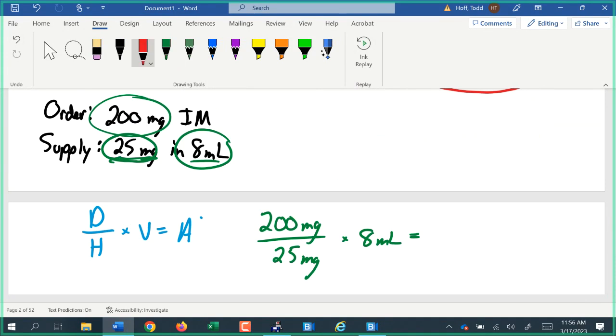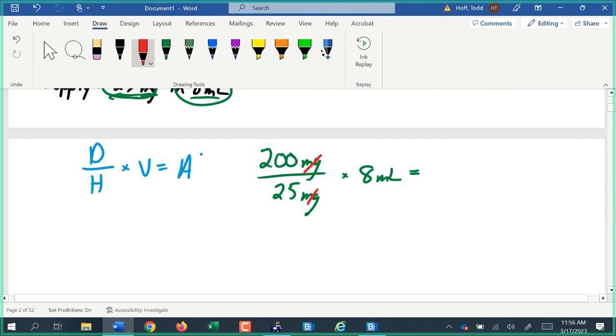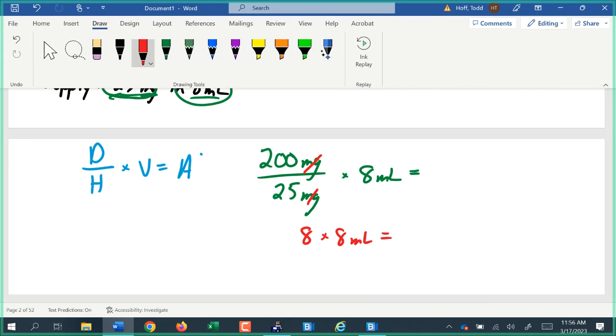And now we just solve the equation. So the milligrams cancel out. 200 divided by 25 is 8. 8 times 8 milliliters is 64 milliliters that we're going to administer to the patient. Now, at this point, a lot of students really like the dosage calculation formula because it's prescribed. You just plug the numbers in and calculate it out. And that is the strength of the dosage calculation formula.